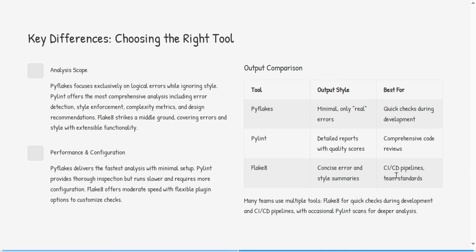So many teams use multiple tools, Flake8 for quick checks during development and CI/CD pipelines, with occasional Pylint scans for deeper analysis. So that's what you should know between these three tools of Python.